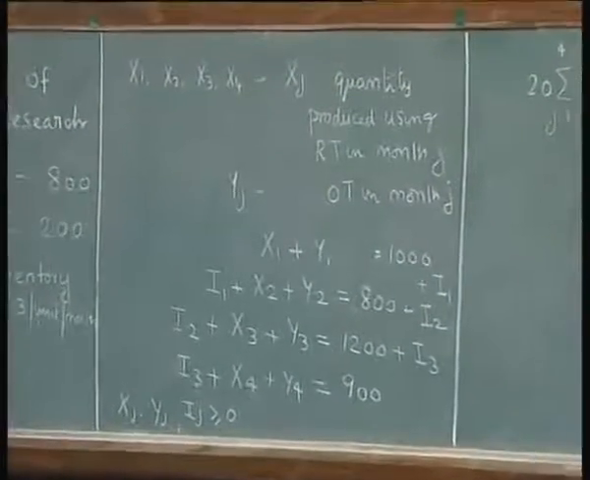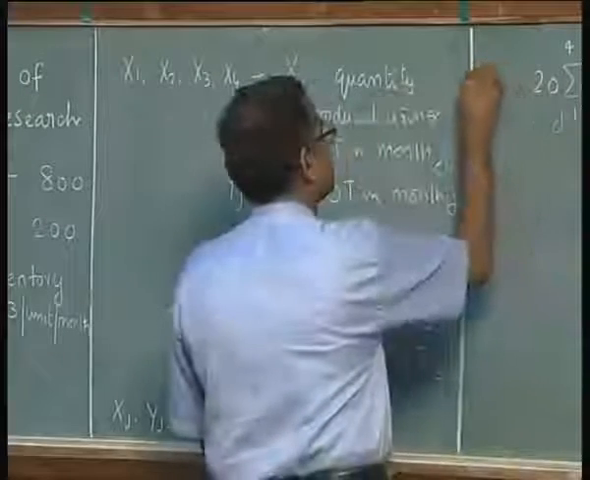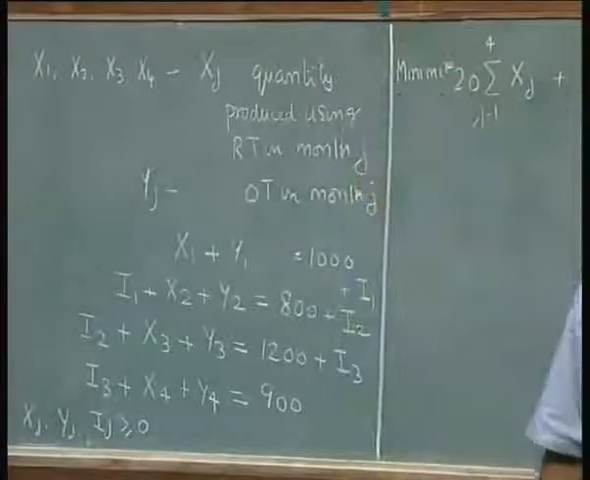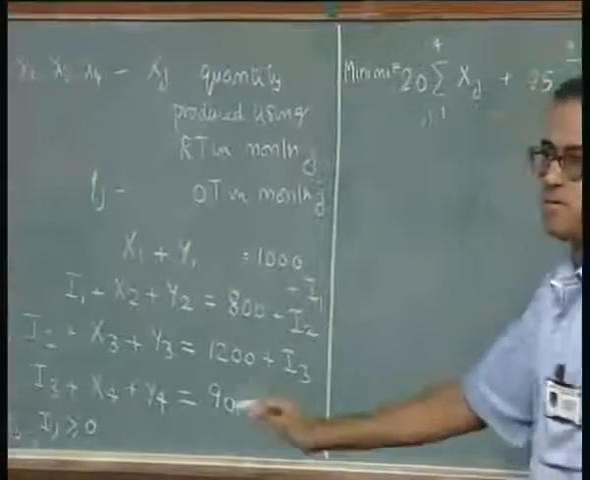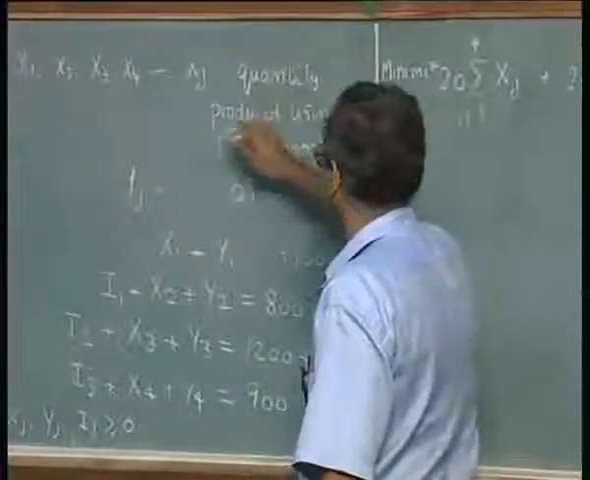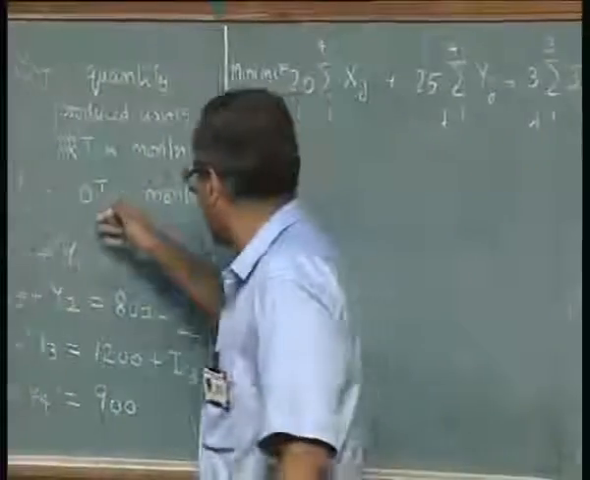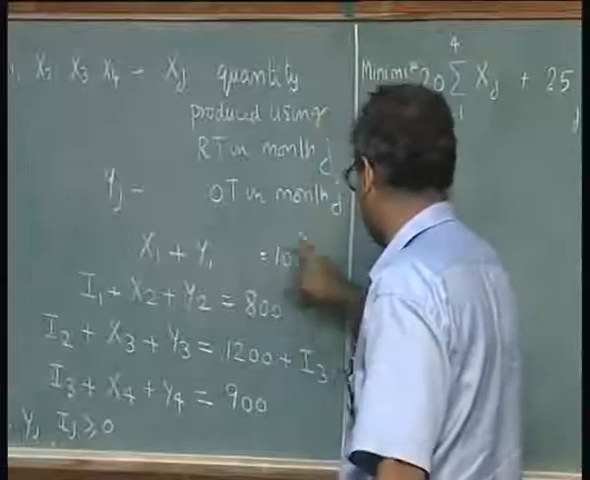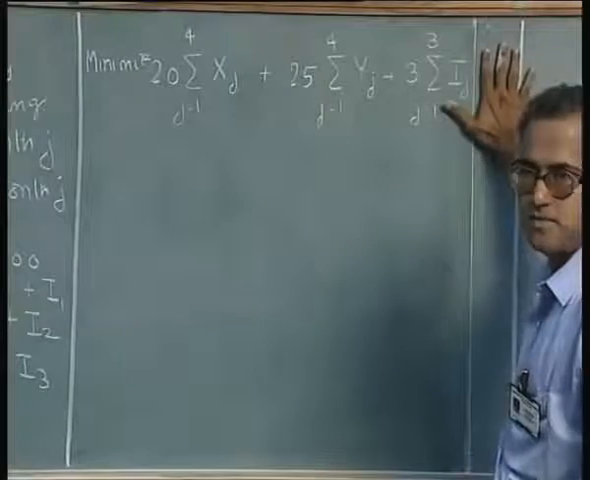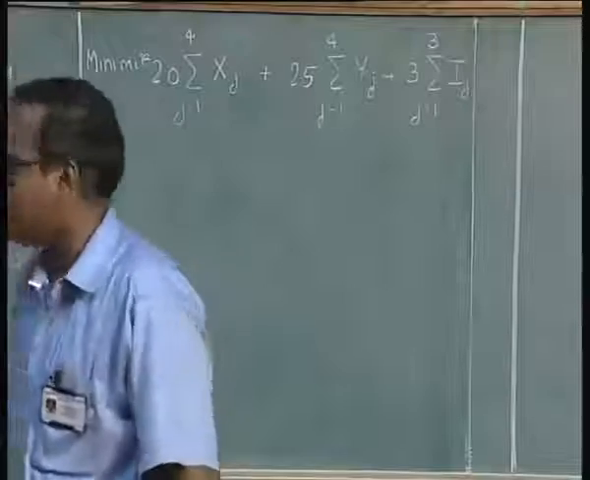Now, what do we want to do? This is the cost function. This being a cost function, we would like to minimize it. So, now this formulation is complete. This formulation finds xj, which is the quantity produced using regular time in month j, and yj, the quantity produced using overtime in month j. The constraints are given here, and the objective function tries to minimize the cost. So, this is the formulation corresponding to the production planning problem.